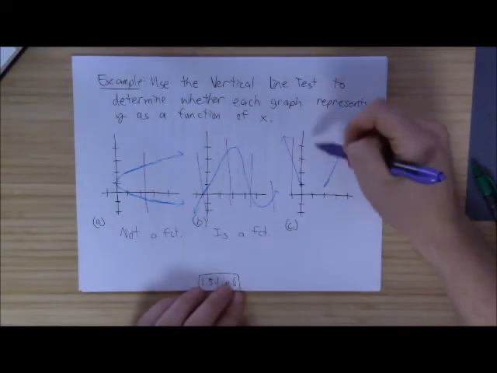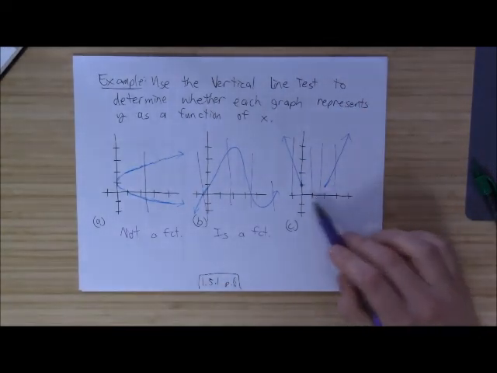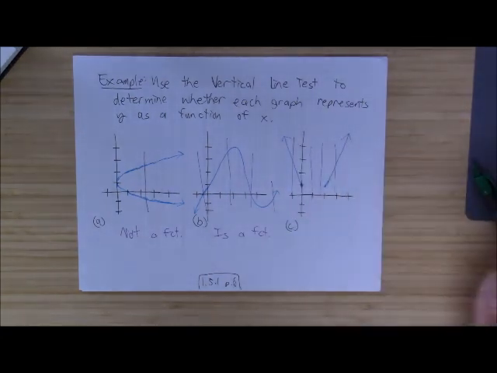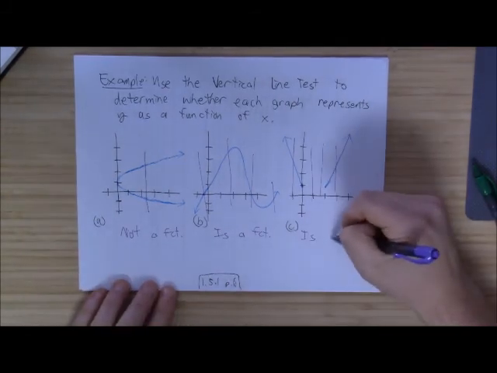Here, if I try to draw vertical lines, I have a similar thing. It's okay to not hit the function. That just means that's not part of the domain. But where I do hit the function, I see that it only hits it one time, and so it is a function.